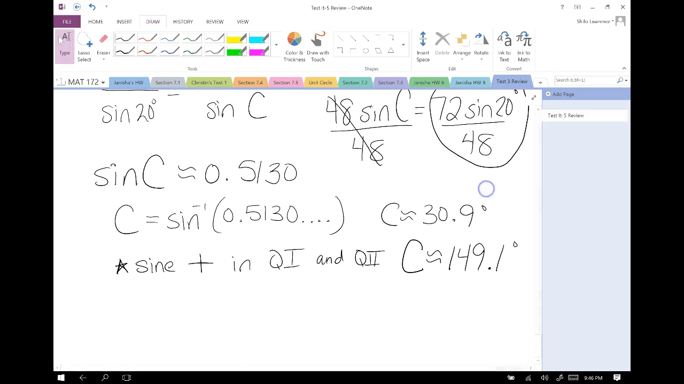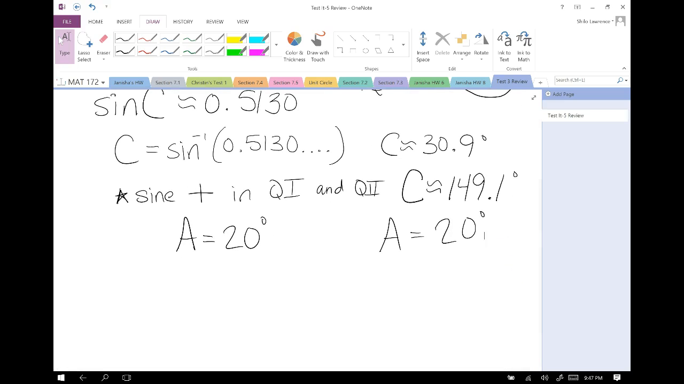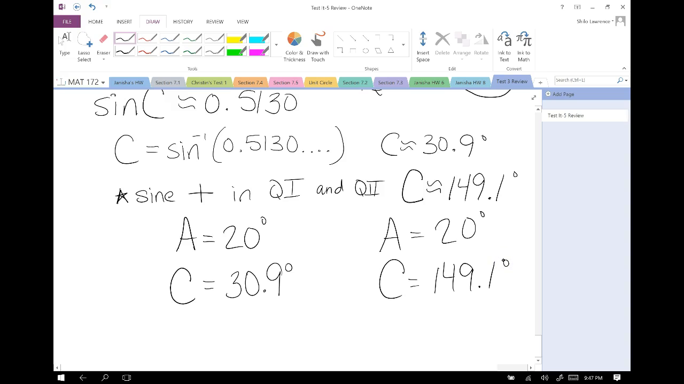So what I know so far is that angle A is 20, no matter what, because they said definitely angle A is 20. And I think I might have come up with two possibilities for C, 30.9 and 149.1. Now let's see if there's anything left for B. If there's nothing left for B in one of these, then we'll just throw out the idea of a second solution. So there definitely is more for B here, because right now it only adds up to 50.9, and triangles always add up to 180.